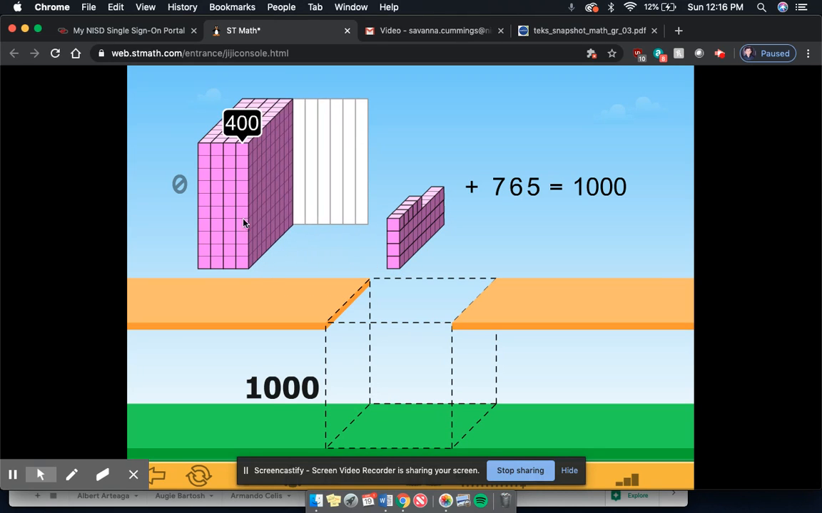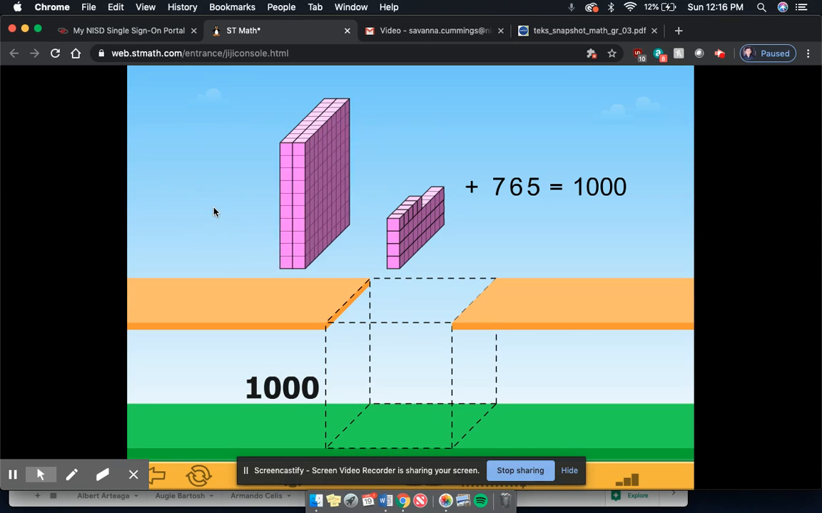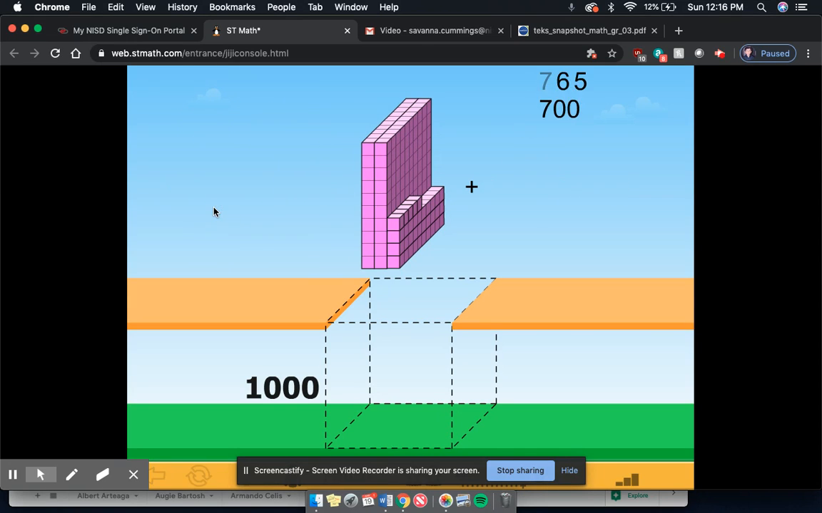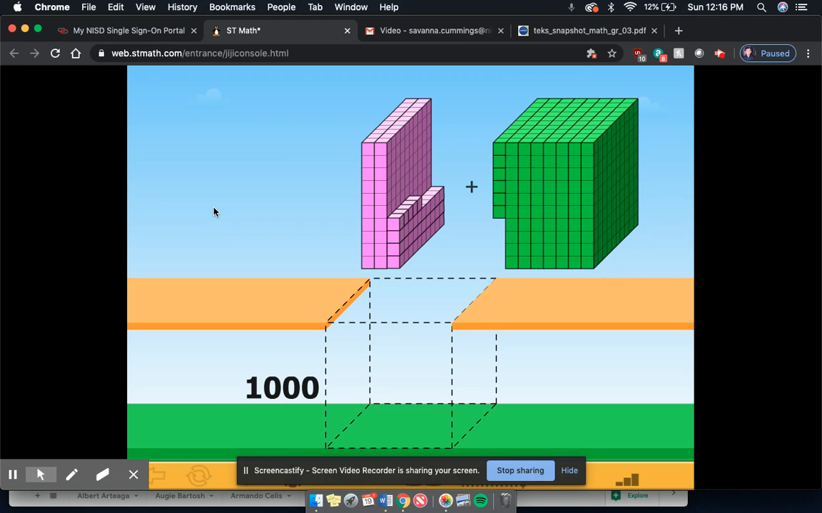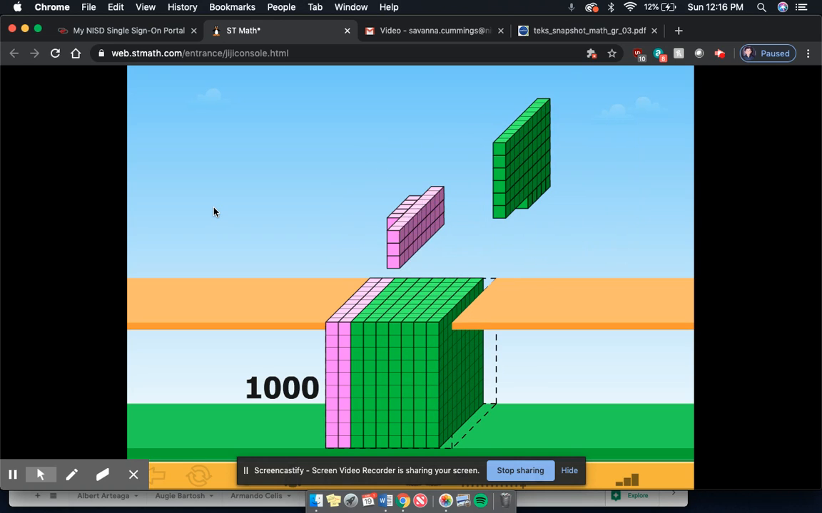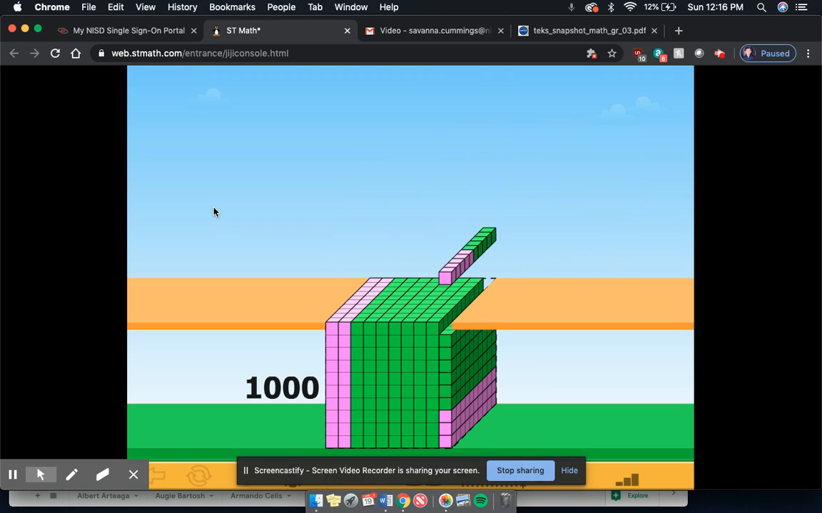Now we need 900, 1,000. So two more hundreds will give you 1,000 in total. So let's see what it does. It's building up, and there you go.